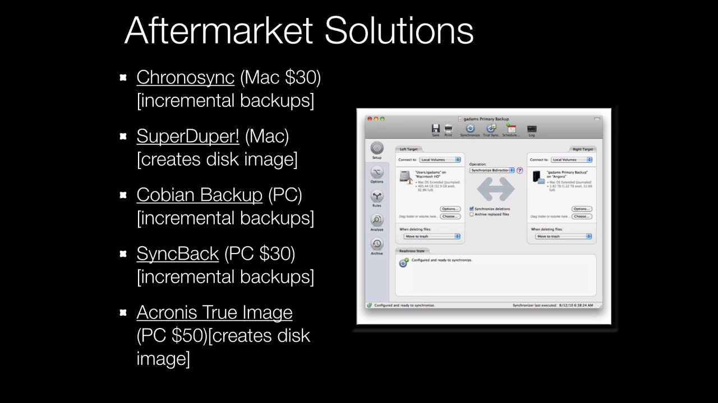Copian Backup is an incremental backup tool for PC. It's a lot like ChronoSync for the Mac. SyncBack is also for PC. And TrueImage is a lot like SuperDuper in that it creates an exact copy of your drive, so you could swap drives if you wanted to.